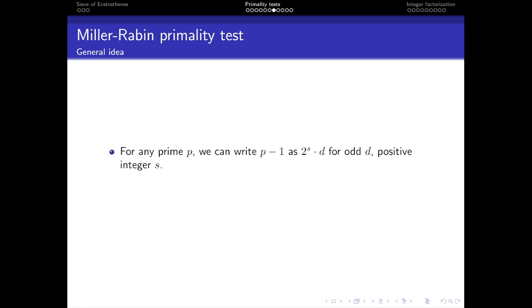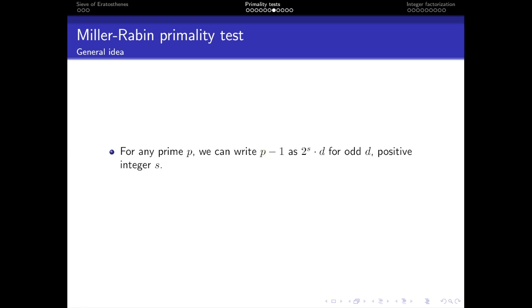A more common test that's used today is the Miller-Rabin primality test. What it does is that we first of all represent p minus 1, where p is some prime, as 2 to the s times d, where d is some odd positive integer and s is some positive integer. The reason we can do this is that p is guaranteed to be an odd number aside from the number 2, but we're not expecting it to be an input for the algorithm, so we can simply discard that. So p minus 1 is going to be even for sure.